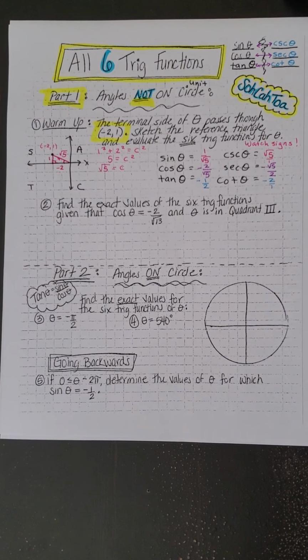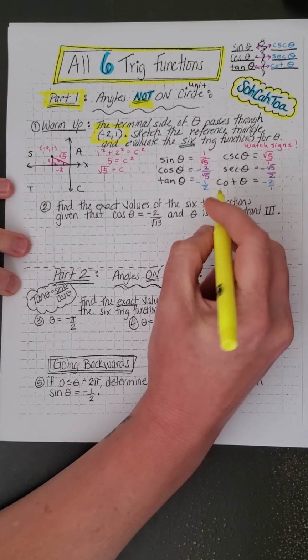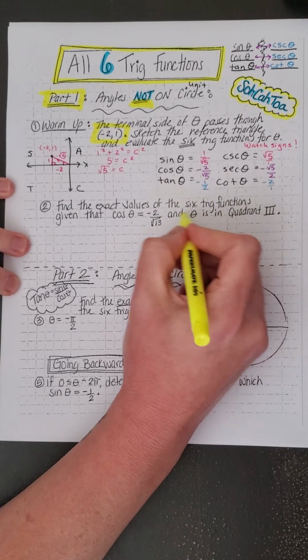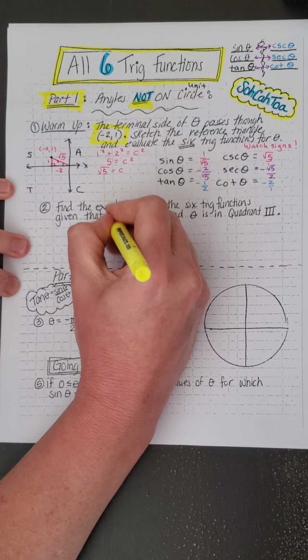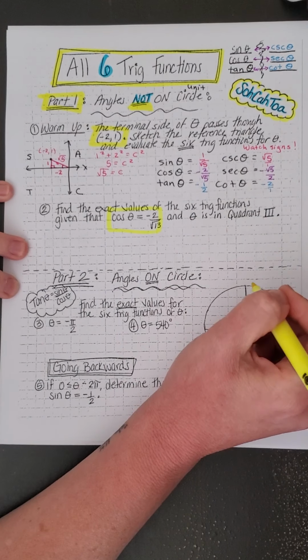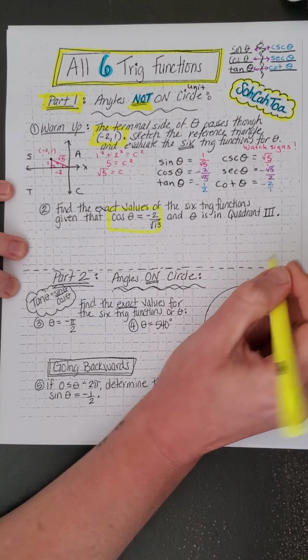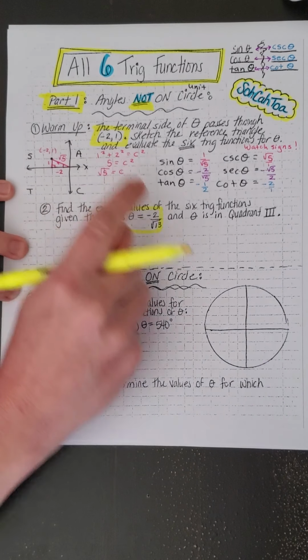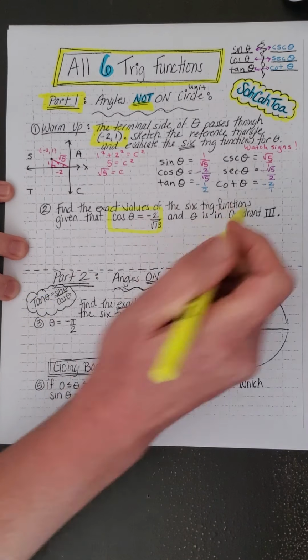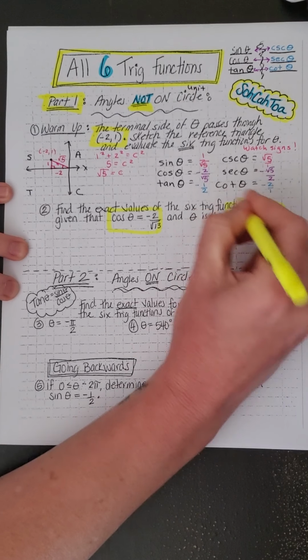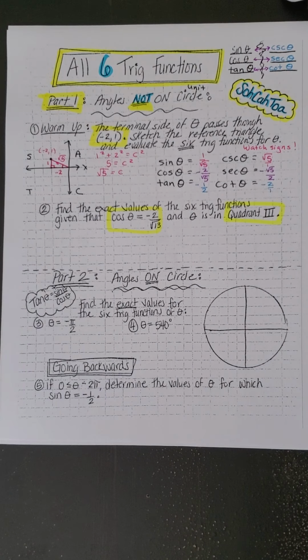All right, number 2. This time it says find the exact values of the 6 trig functions given that cosine theta is -2 over root 13. So this is a little different. They're not giving us a point. They're actually giving us the ratio. And we're in quadrant 3.